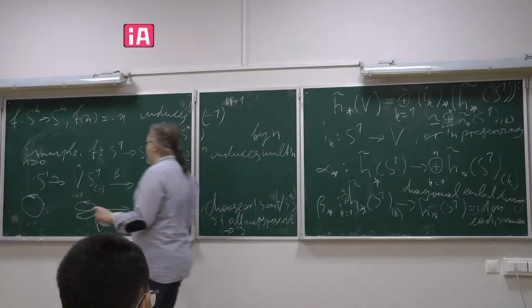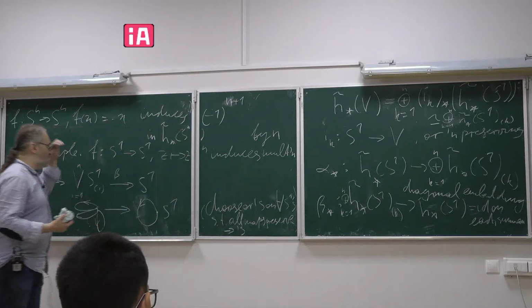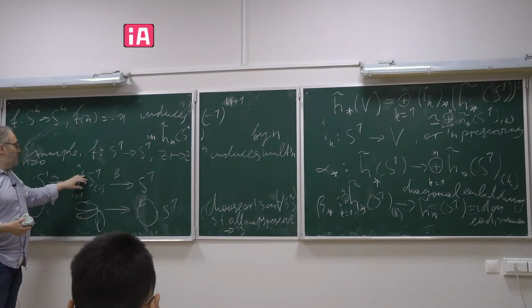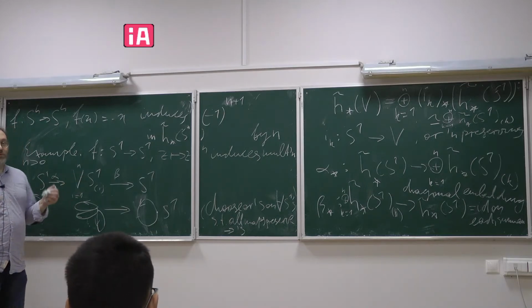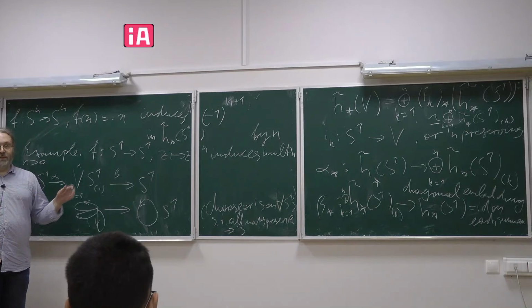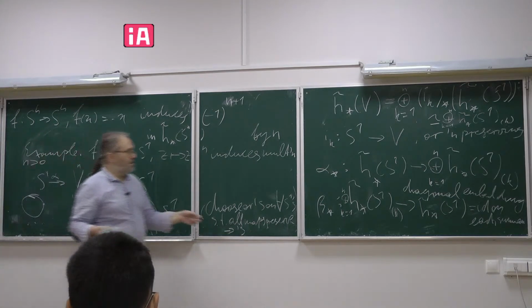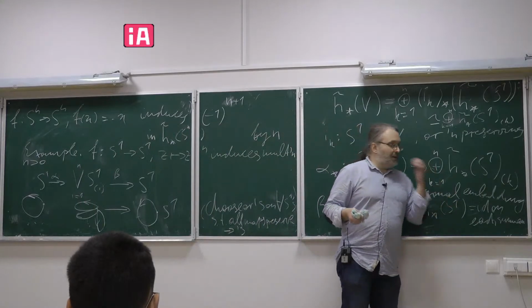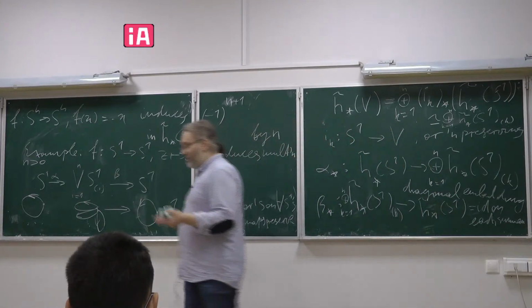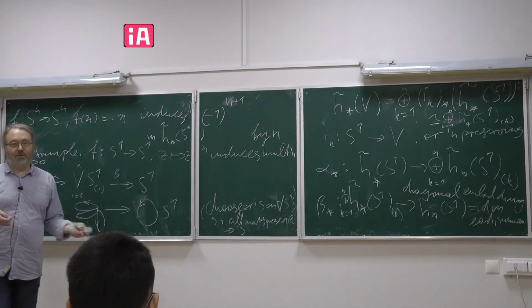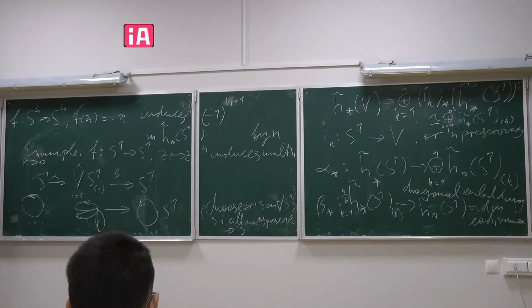Okay, the answer is we can identify the homology of this thing with the sum of n copies of the homology of the circle in such a way that the first map becomes the diagonal embedding, and the second map becomes the identity on each summand. And I don't like this explanation, but I can't think of a better one.